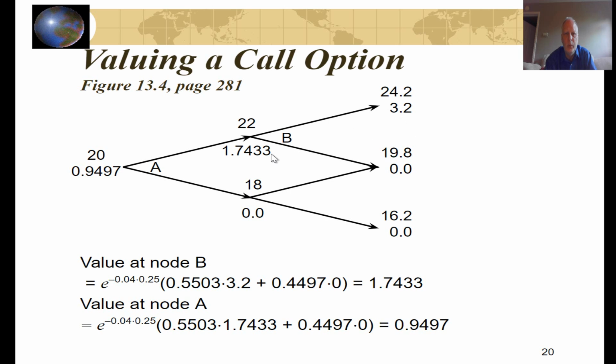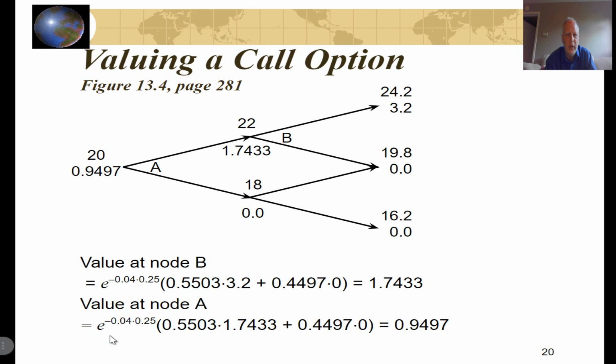And the value of the option at node B has to be, using the risk-free valuation model, the present value, which is e to the minus RT, times the probability of going up of 0.5503, that would be P here, times 3.2, plus the probability of going down times the value of the option if you go down, which is 0. So this term here gives us the value of the option at node B of $1.74.